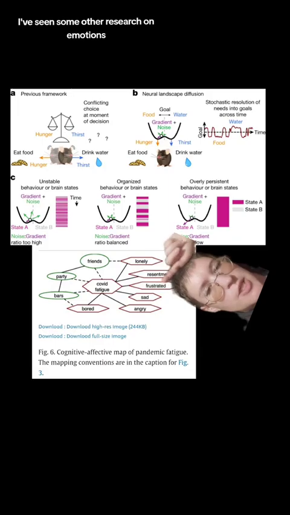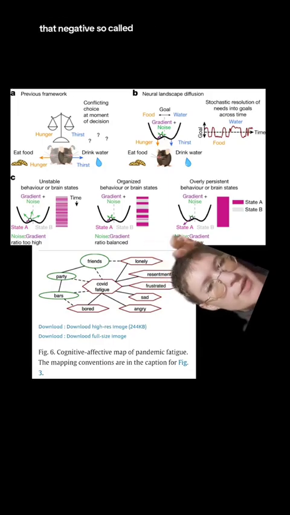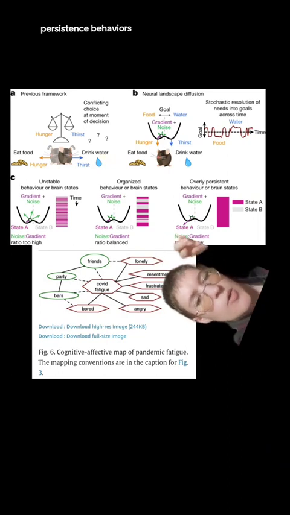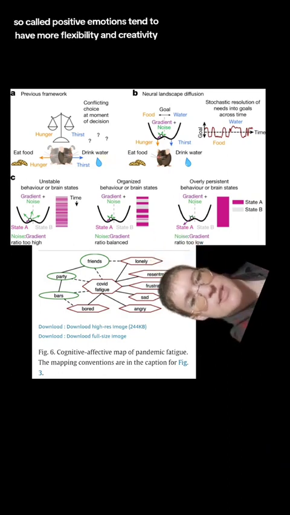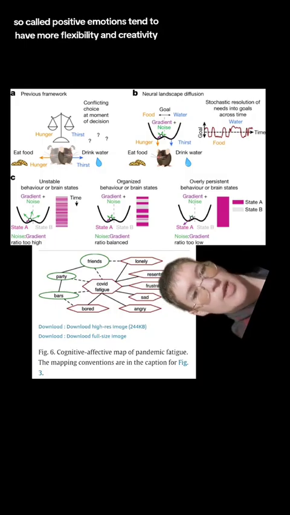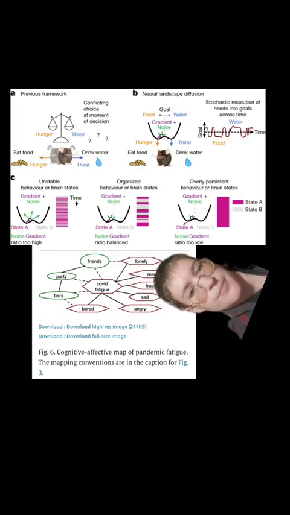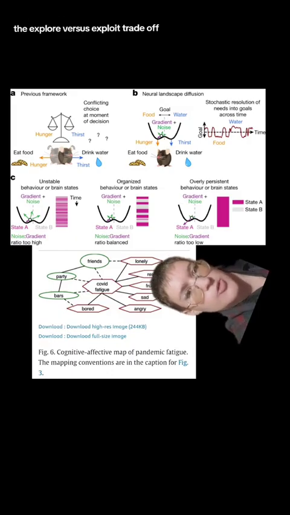I've seen some other research on emotions that so-called negative emotions tend to drive persistence behaviors, whereas so-called positive emotions tend to have more flexibility and creativity. Like you're more likely to explore than to persist. The explore versus exploit trade-off.